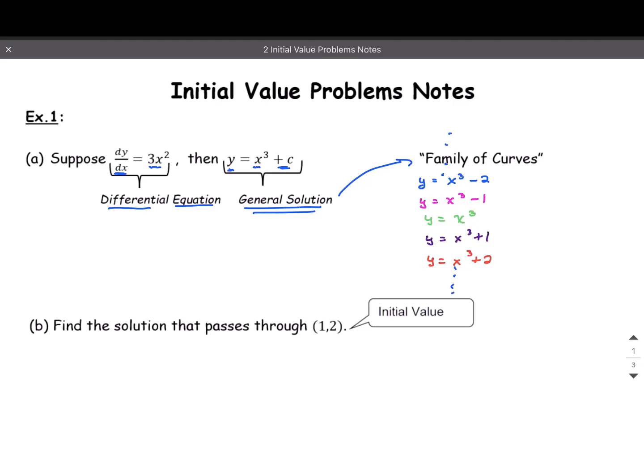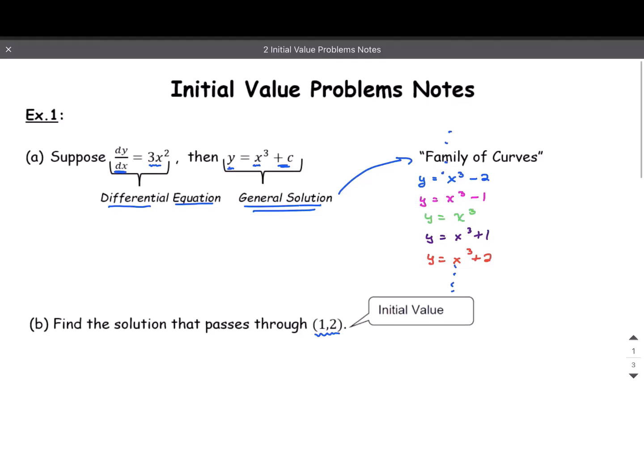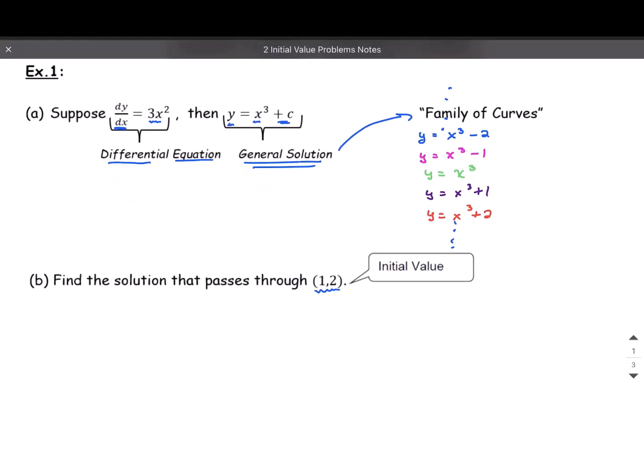For instance, if we want to find the solution that passes through the point 1, 2, this is called an initial value. It's a value that we know has to work. So let's take it as if we hadn't done it before. We take the dy dx is 3x squared. So we find our antiderivative, y. The antiderivative of 3x squared is 3x cubed over 3. Add 1 to the exponent, divide by the new exponent, plus c. So there's y equals x cubed plus c. That's how we got this general solution earlier.